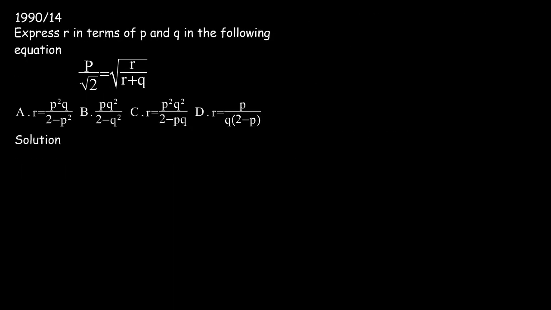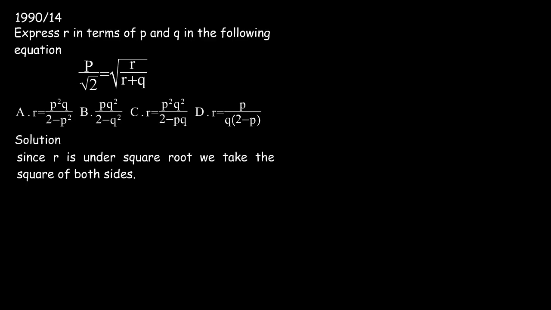We have another question from 1990 and it states: express r in terms of p and q in the following equation. P divided by the square root of 2 equals the square root of r divided by (r plus q). Now for our solution, since r is under square root, we take the square of both sides, and doing so it becomes (p divided by 2 to the power of half) in bracket squared will be equal to r divided by (r plus q).